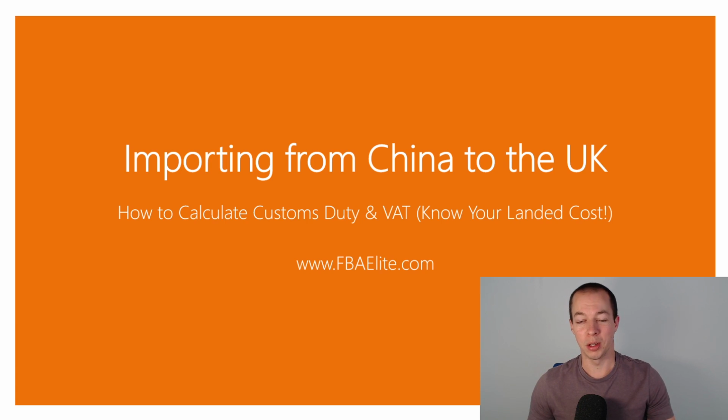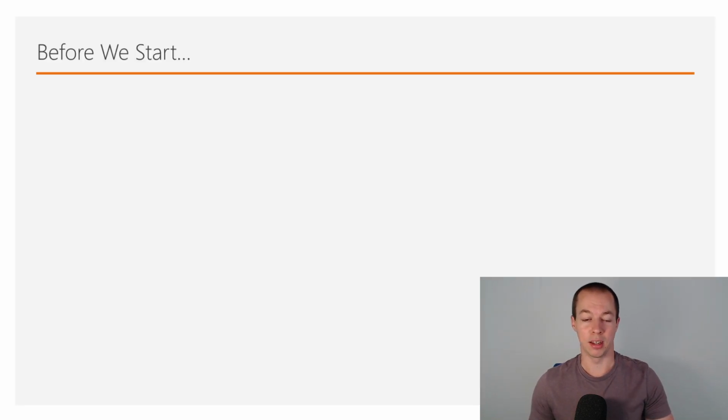So in this week's video, we're going to be looking at importing from China to the UK and showing you guys how to calculate customs duty and VAT so that you can know your landed costs. This is one of the areas that I see a lot of new sellers struggle with. People tend to struggle with calculating their profit margins in advance. A lot of the reason behind that is because they struggle to actually know their landed costs. So in this video, I'm going to show you how I go about calculating my landed cost, and hopefully you guys can use it to calculate your correct profit margins before you commit to any particular product.